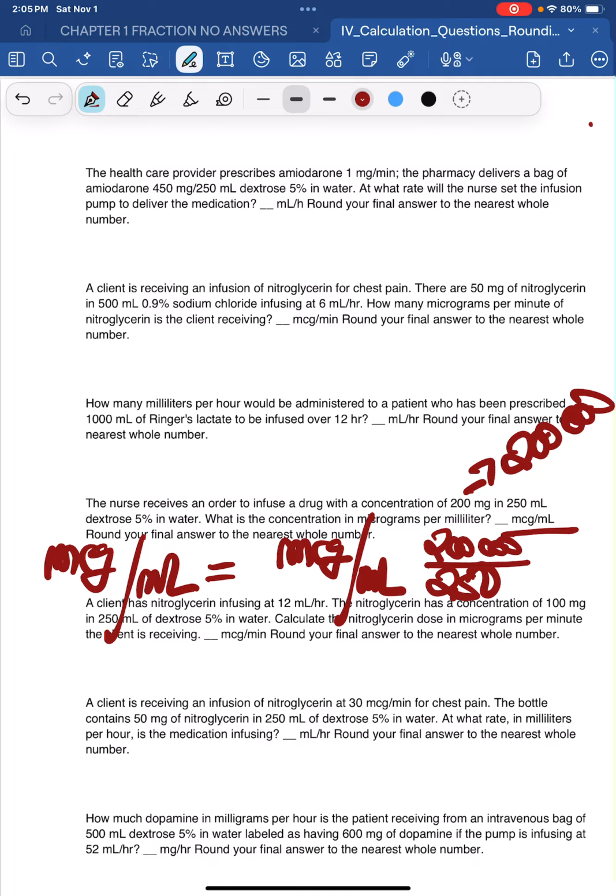If you are adding a lot of zeros, it's time for you to go check your glasses or get a new pair or go check your eyes. 200,000. Why? Because we are looking at microgram per milliliter, my friend. They gave us milligram. We convert that to microgram. So now you divide that by 250. Then you have 800. You see that? It's 800 microgram per milliliter. Let's move on to the next one.